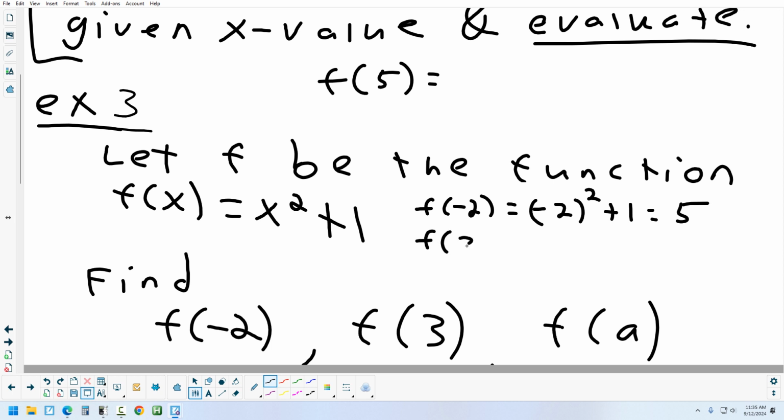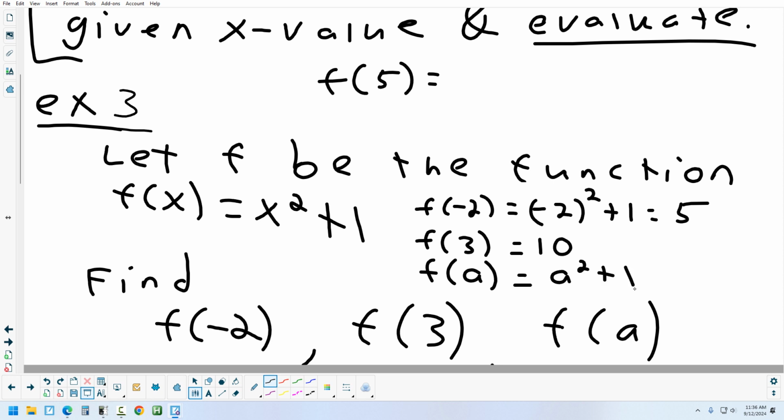How about if you plug in 3 for x? What would you get? Yep, you would get 10. 3 to the second power is 9, plus 1 is 10. How about if you plugged in a in place of x? Now we're plugging in a letter. It'll just be a squared plus 1.